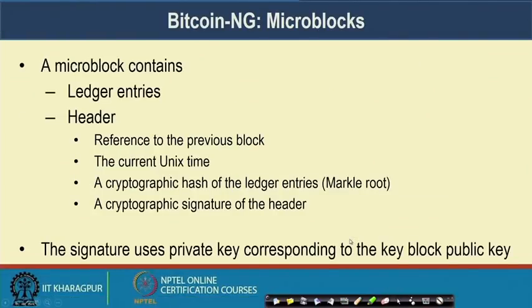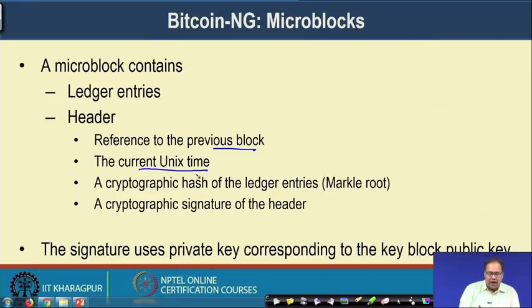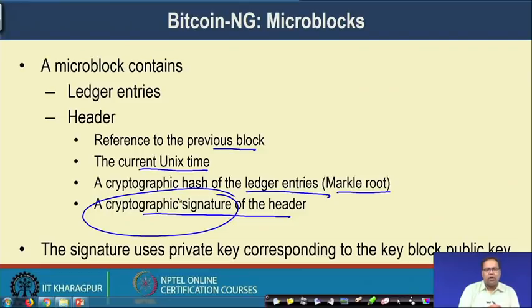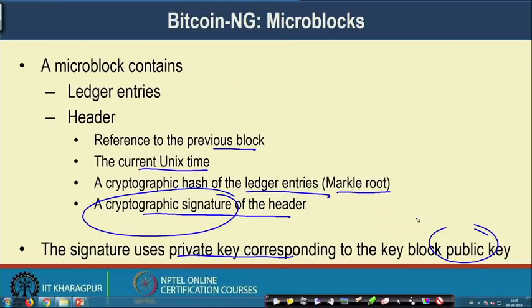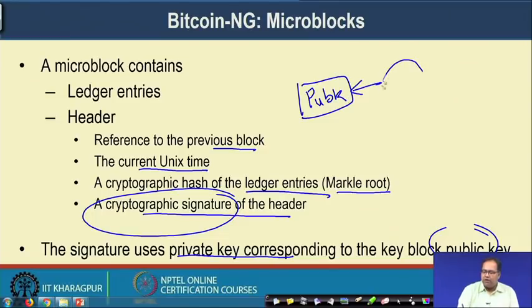Well, a microblock contains the ledger entries. A microblock has its own header. This header contains the reference to the previous block, previous microblock or key block, whichever is there, the current Unix time, the cryptographic hash of the ledger entries, that means the Merkle root, and a cryptographic signature of the header. This cryptographic signature is based on the private key that corresponds to the public key in the key block. So, this key block contains the public key, and all the microblocks carry the microblock header.